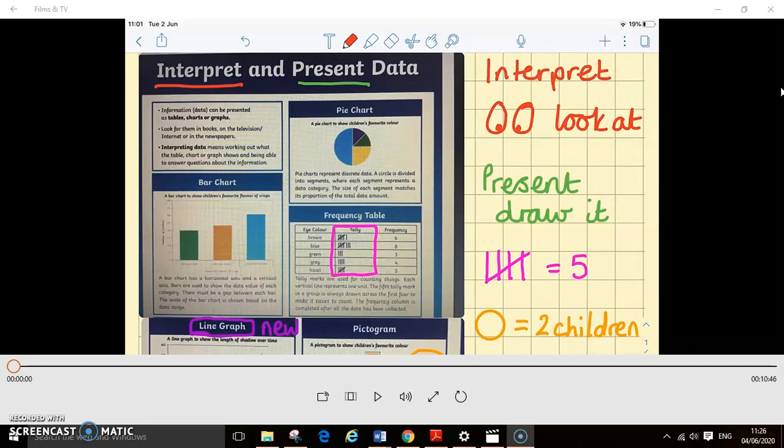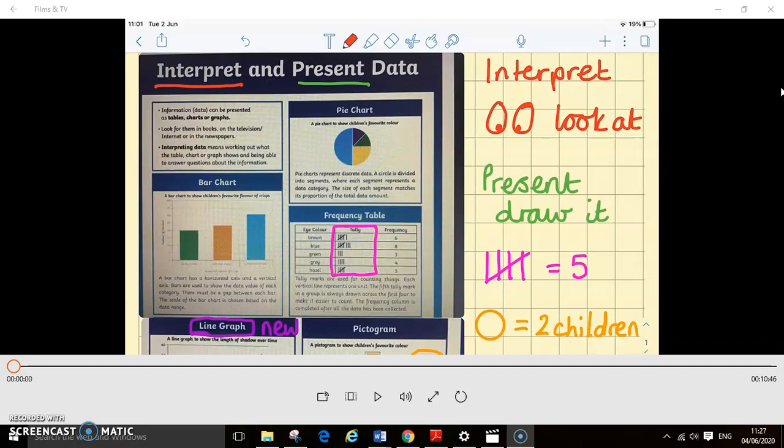Now, some of these will be familiar to you. We can see here that there is a bar chart, and the bar chart shows data, and we have to be really careful when we're presenting data on a bar chart that we think carefully about the scale, and also when we're interpreting data, when we're looking at it. And interpreting data just means looking at it and working out what the table, chart or graph is showing us, and then being able to use that information to answer questions about it. So we're going to be doing some of that.